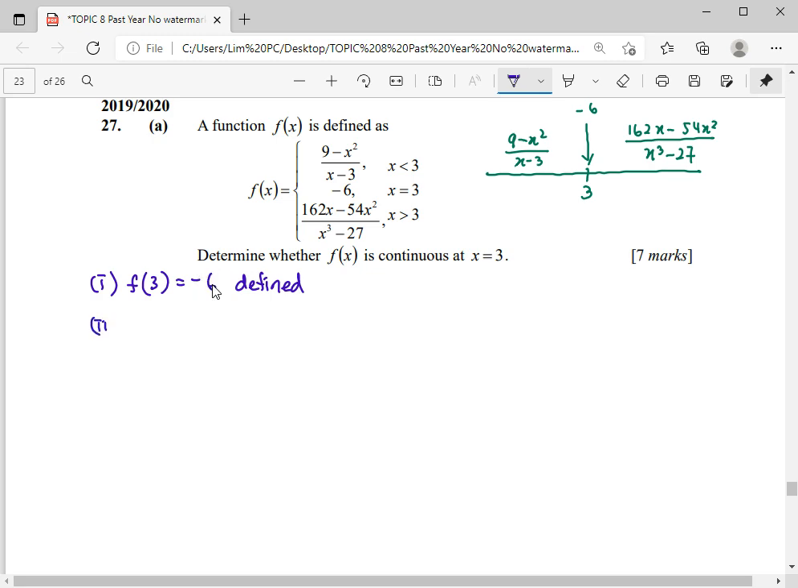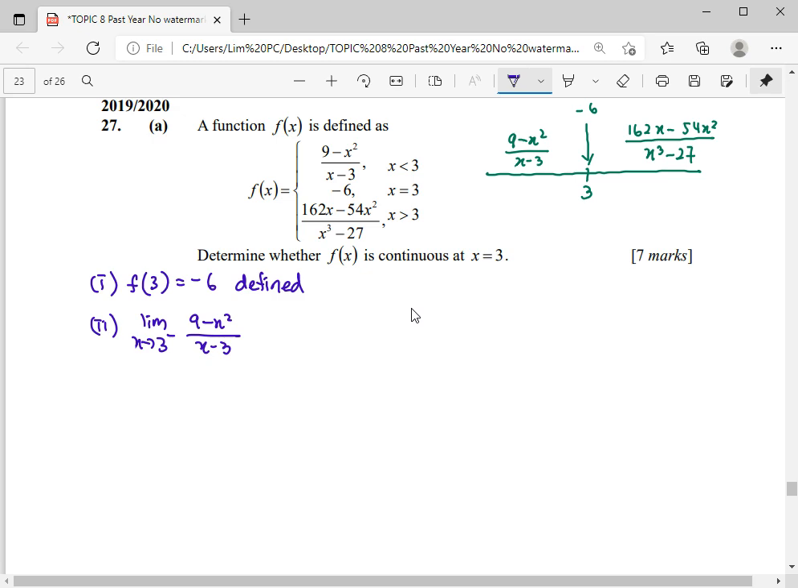Condition number 2, we have to see whether the limit exists or not. So to see whether the limit exists, we have to do the limit as x approaches 3 from the left hand side, which is the function (9 minus x squared) over (x minus 3). They ask us to determine whether it is continuous, so we have to do it part by part. We cannot simply assume it is equal, because it doesn't say this function is continuous. No, they ask us to check. So we have to check one by one. For the limit from the left hand side, we check its result. Later we do the limit from the right hand side, we check its result, and see whether they are the same or not.